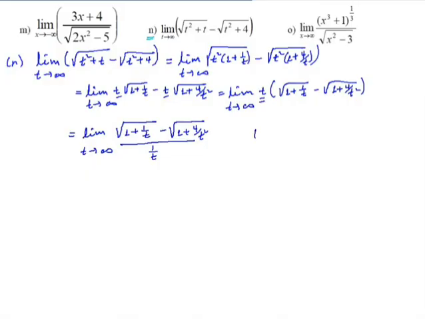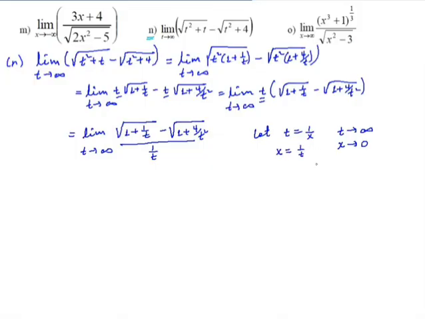So now let t be 1 over x. As t approaches infinity, definitely x will tend to 0, because t equals 1 over x, which means x becomes 1 over t.